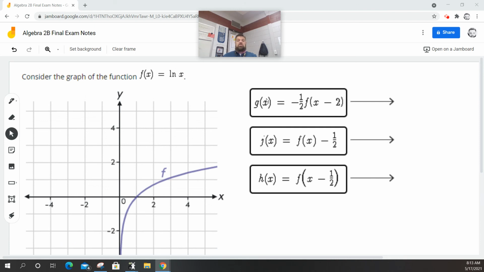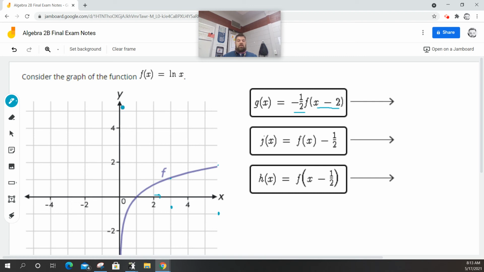All right. So g of x is negative 1/2 of f of x minus 2. So now this minus 2 means it's going to shift over 2 units, and then it's going to flip. So this will be 1/2. So this is at 1, but now it'll be at negative 1/2. This is close to 2, but now it'll be negative 1.